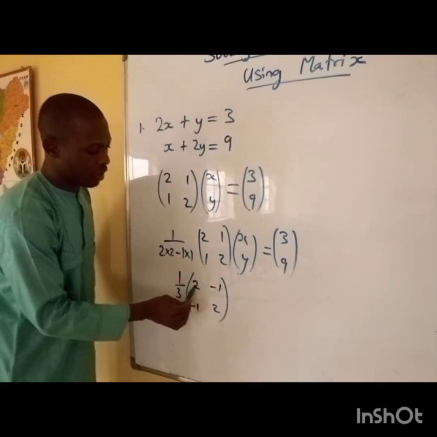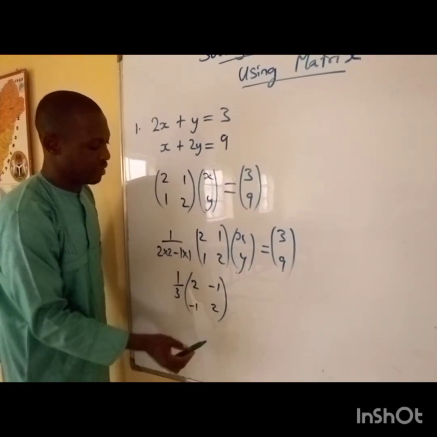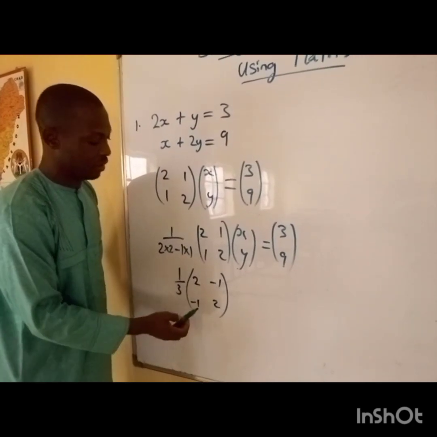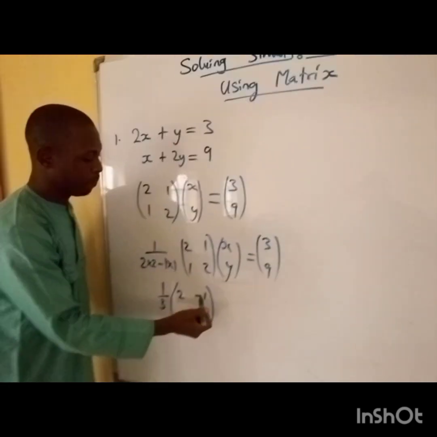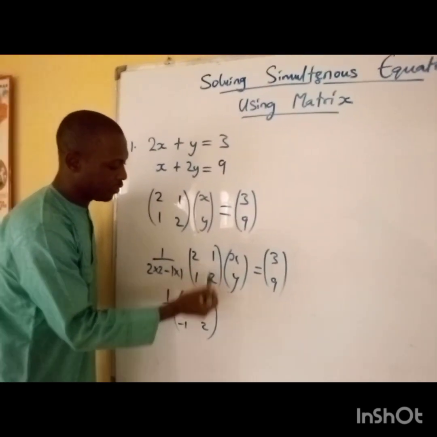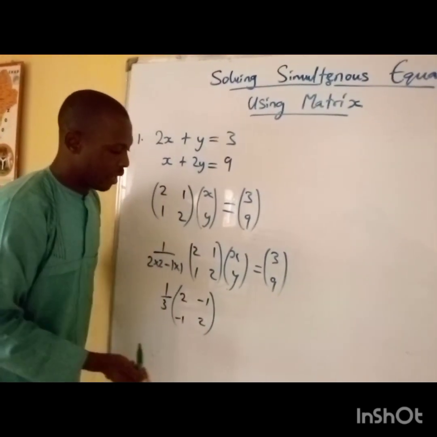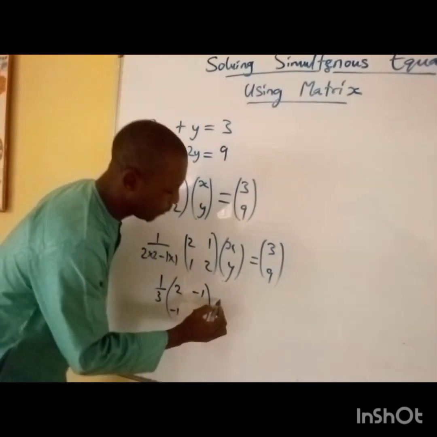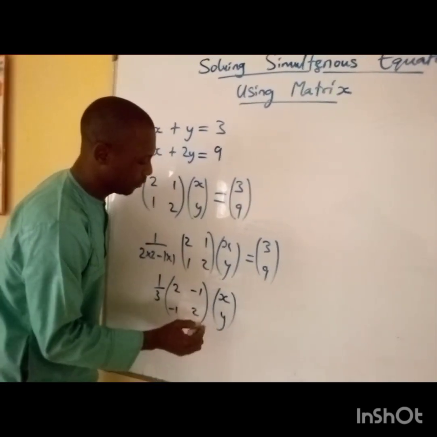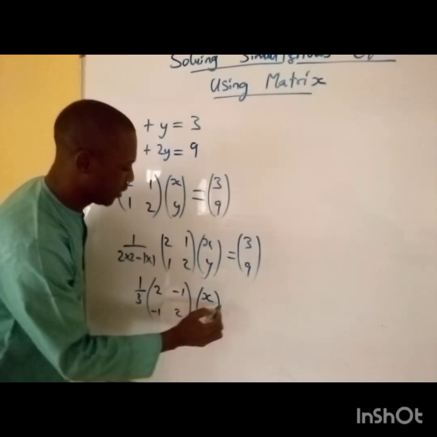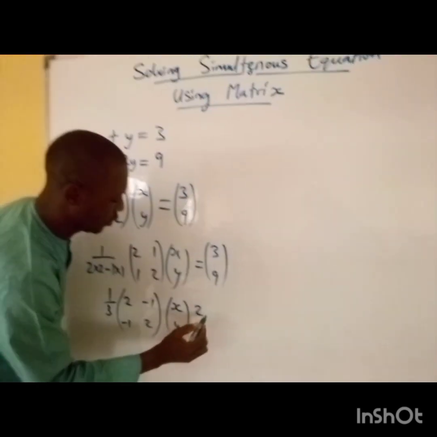Now the numbers here and here are the same. That is why we cannot see the difference here. But taking the negative form of this number and this number shows the inverse form of that matrix. So we multiply it by this, which is 2.